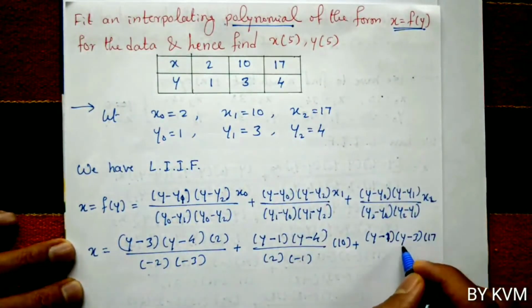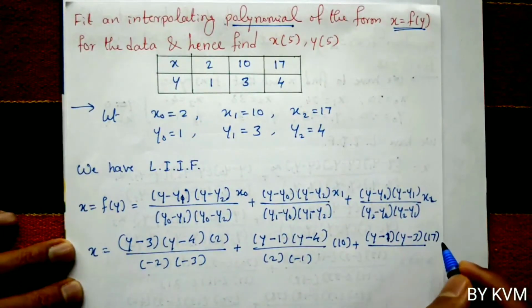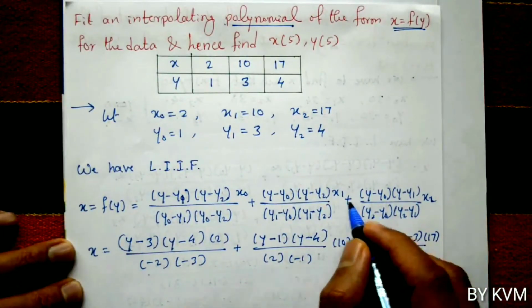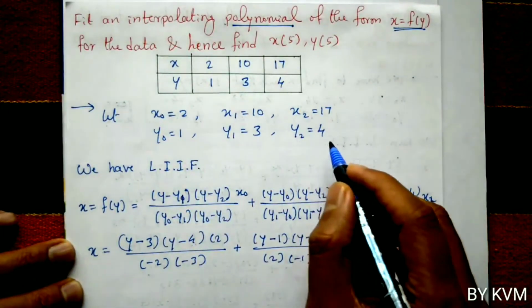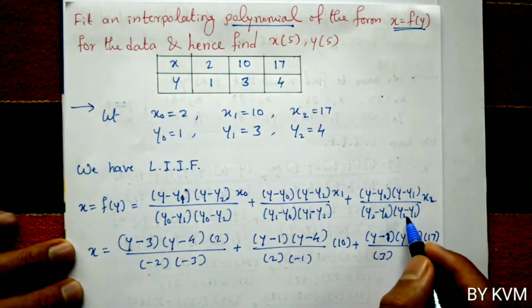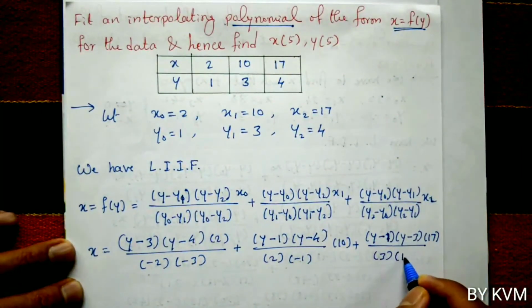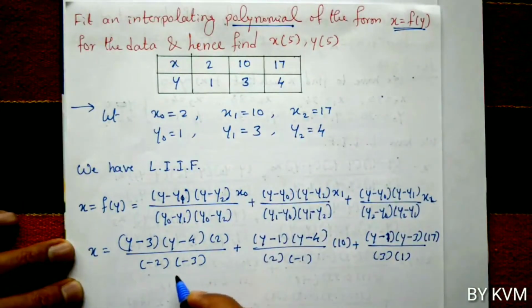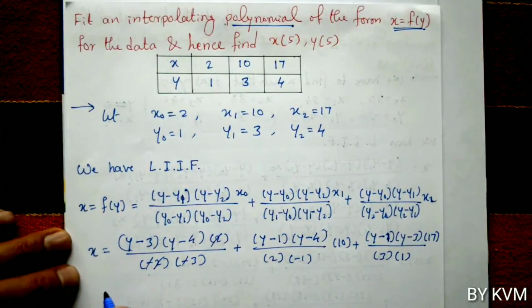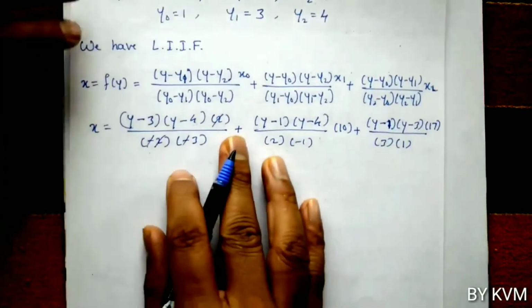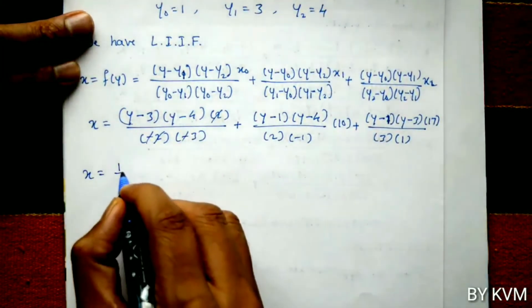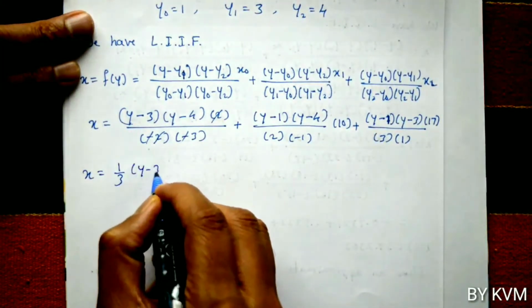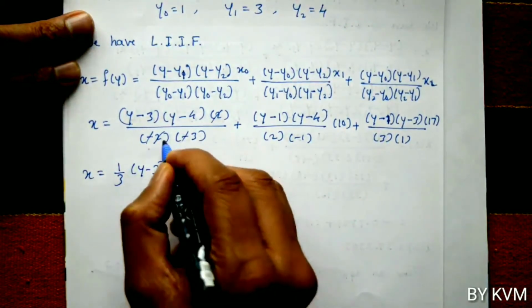plus y minus 1 into y minus 3 into x2, x2 is 17, by y2 minus y0, 3, into y2 minus y1, 4 minus 3, that is 1. So now simplify each term separately. So x equals, in the denominator minus into minus plus 2 gets cancelled, so 1 by 3 into y minus 3 into y minus 4.